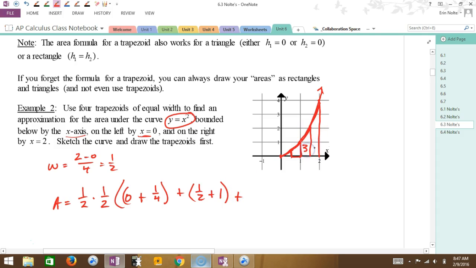This is the third one. What are my 2 heights on that one? 1 and 2? Are you sure it's exactly 2? Probably not. How do we find exactly what it is? So if we plug in 3/2, which is the same as 1.5, right? 3/2 and square it. What's 3/2 squared? Good, 9/4.